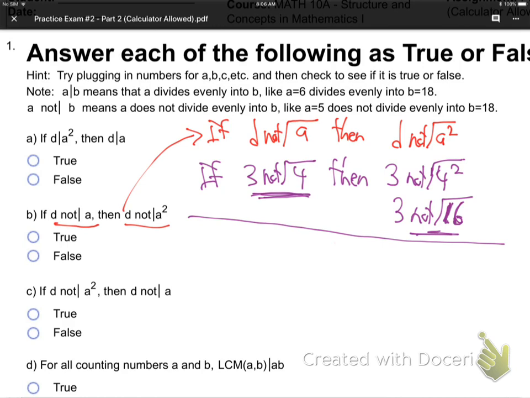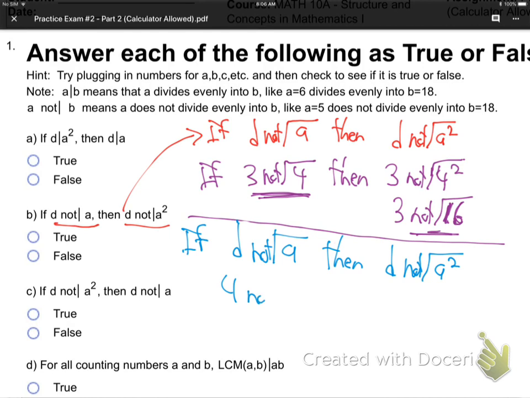I know these are hard. These are the questions that separate the A's from the B's. These are probably the hardest questions on the test. Because here's another example. What if I pick D to be 4 again? D is 4. Okay, let me write it again. So if D does not go into A, then D will not go into A squared. If I pick D to be 4, that does not go into 2, and A to be 2, right? That meets the if. 4 does not go into 2.